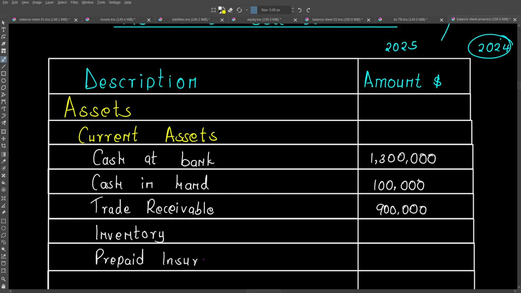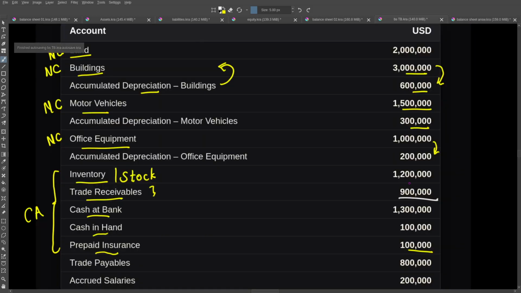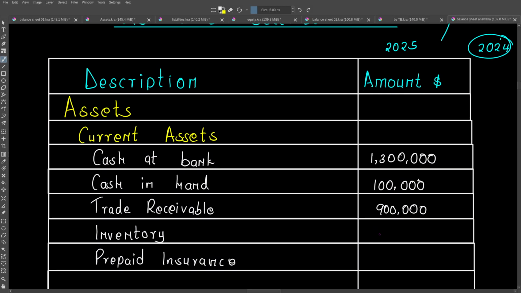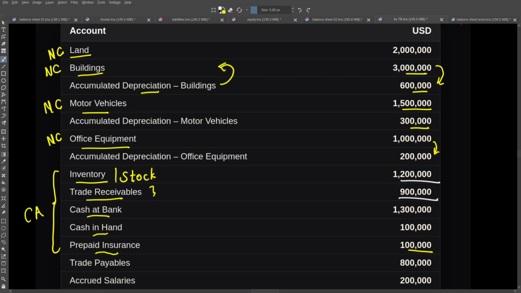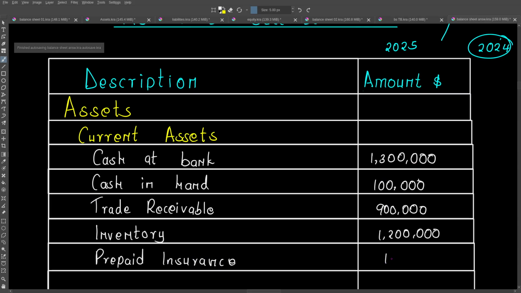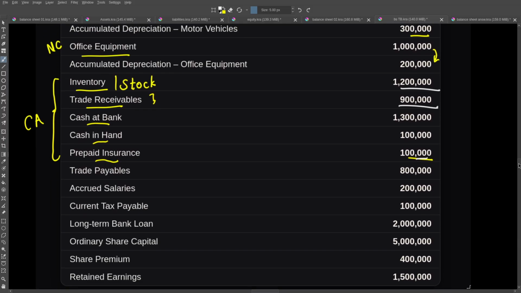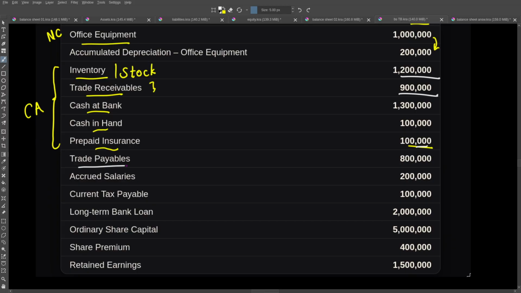Okay? So what is our balance as at 31st December 2025 of inventory? We have 1.2 million. Then for prepaid insurance we have as well 100,000. So as at that particular point, we've listed all our current assets. If we continue going down here, we are going to see the rest, trade payables, accrued salaries, these are basically liabilities. We're going to look at them, and this is equity. This is just to check we've not left any other asset behind, okay?